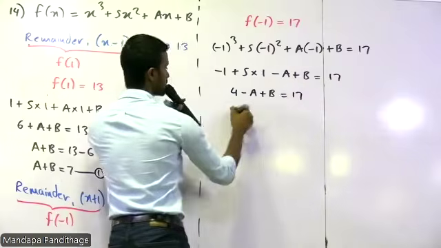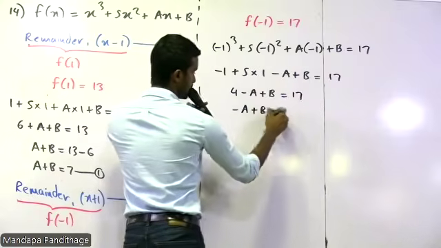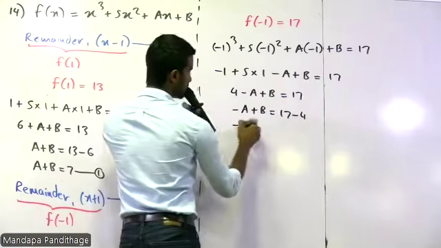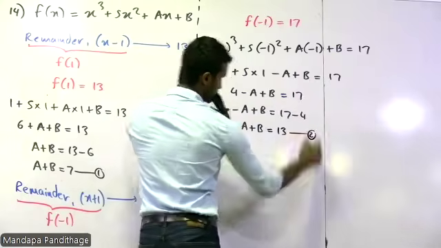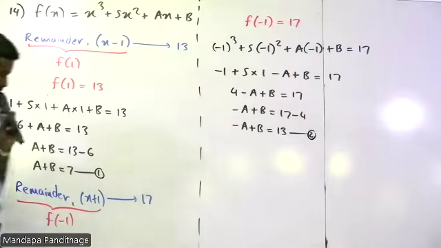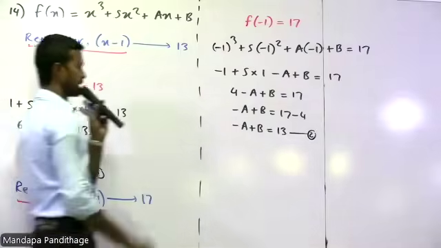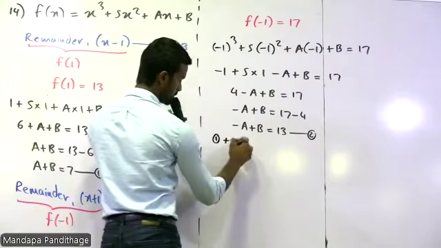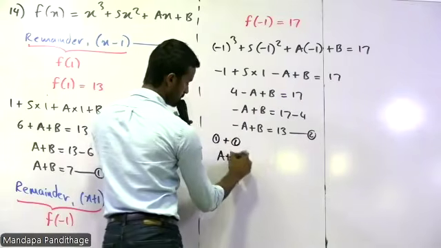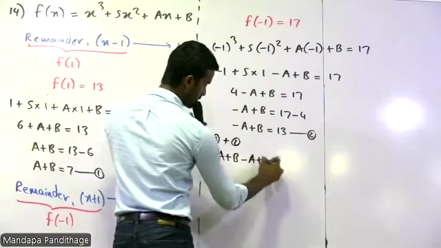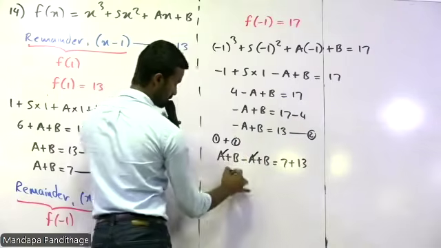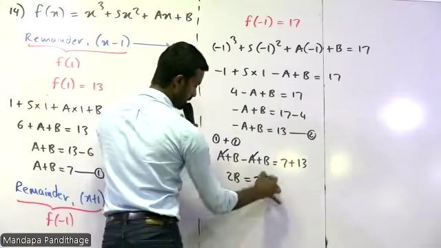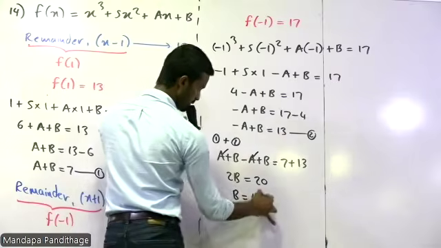It's 17, take 4 to the other side. It's 17 minus 4. So minus a plus b is equal to 13. So we got two simultaneous equations with two variables. You can simply add these two. So this part you know, this part you can do. 7 plus 13. So a cancels off. 2b is equal to 20, which means b is equal to 10.